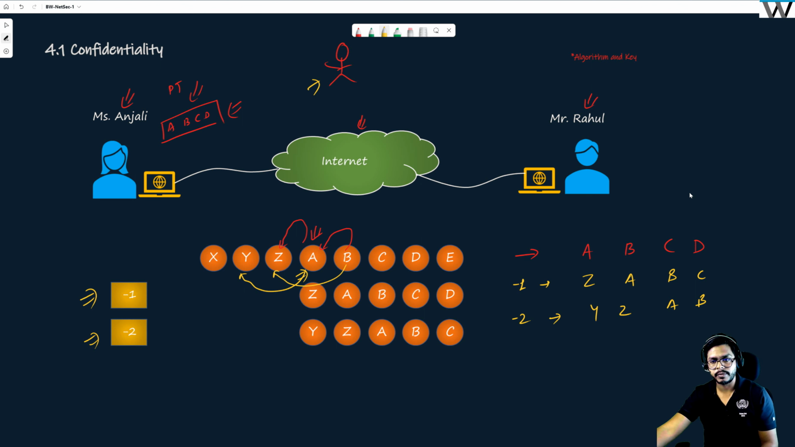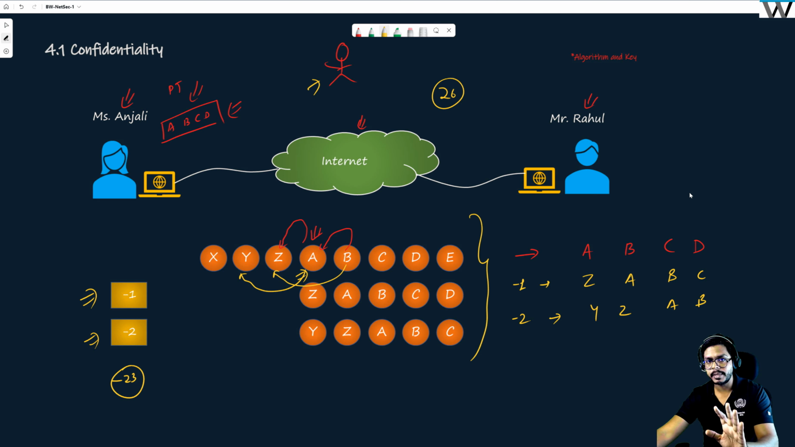Now again, you can argue with me, Mr. Vishnu, it's again pretty simple. What if I do minus 23 here? You can argue that it is again going to be simple because there are only 26 possibilities. But believe me, I'm not saying that this is the only encryption algorithm I have. The algorithm is simple: I am just rearranging my alphabets. With what value? I am rearranging with minus one, with minus two, or minus 23. So the algorithm is just rearrangement. What is the most important thing? The most important thing is this number.